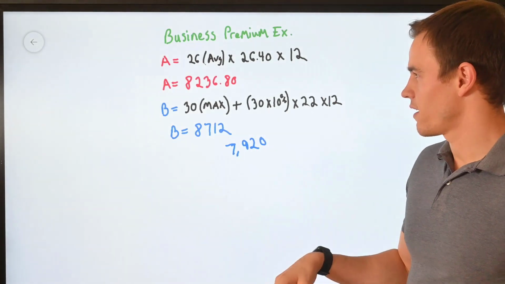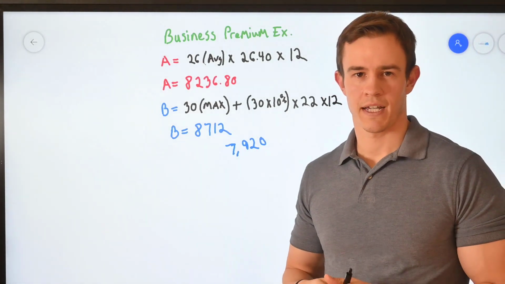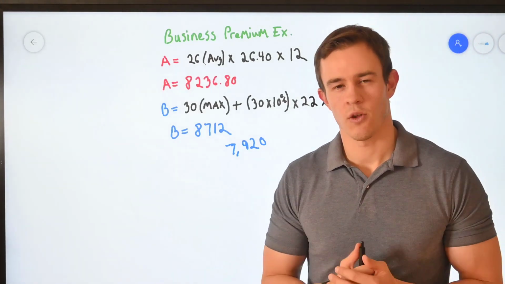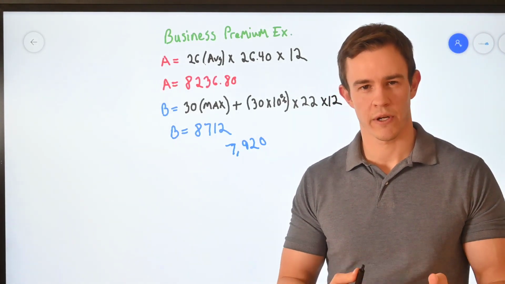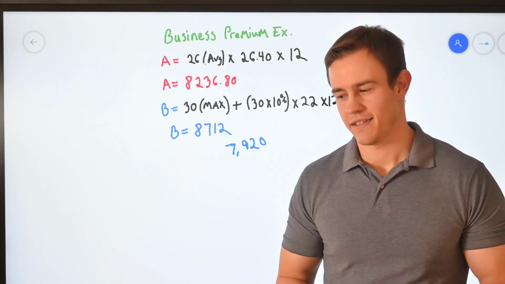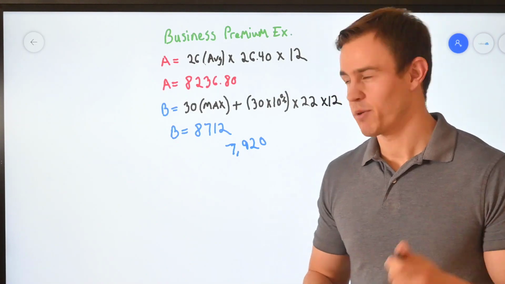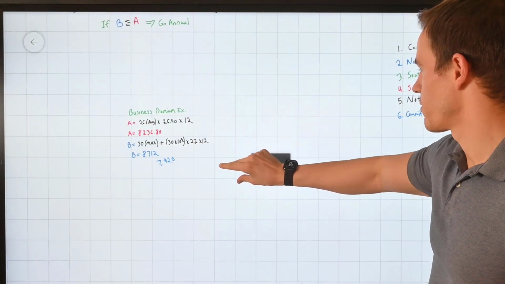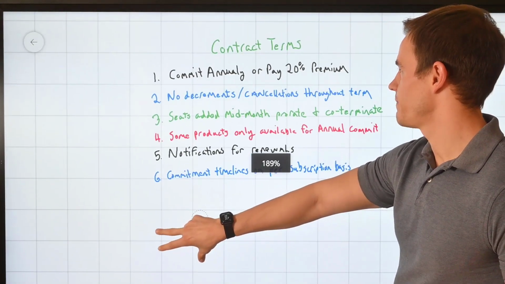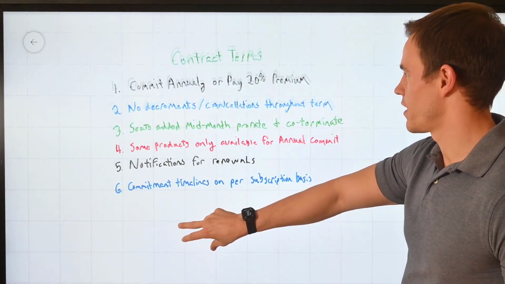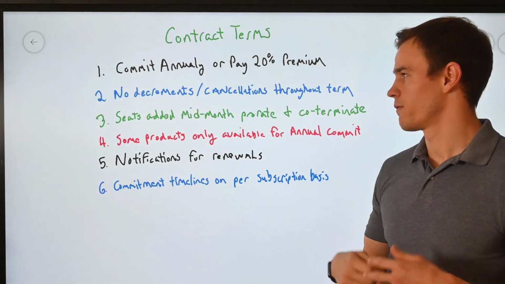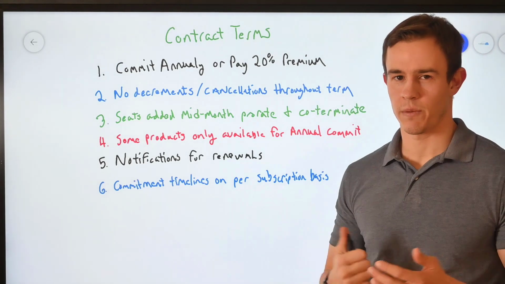So now that we've broken this down, I think the other comparison you have to look at is obviously your contract terms with the customers. I'm not a lawyer, so I can't provide you with the boilerplate legal jargon you would need for the customer, and that is unfortunate, but I can provide some of the recommendations I would include in my contract terms to help protect you and again reduce liability. So first and foremost, I would have verbiage about committing annually or paying the 20% premium.